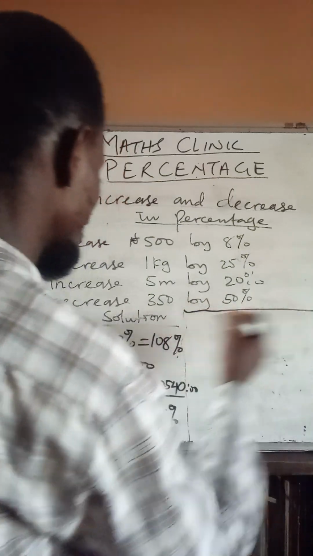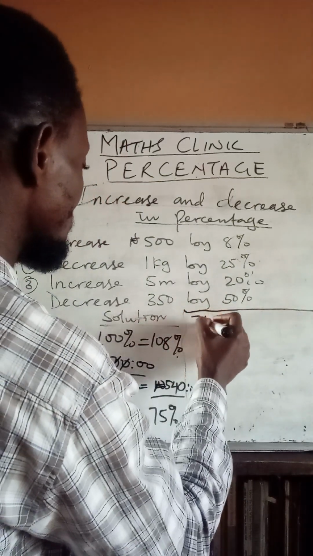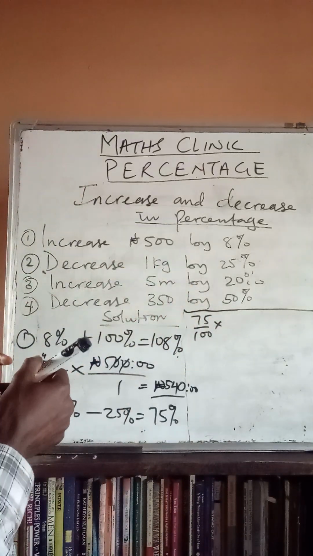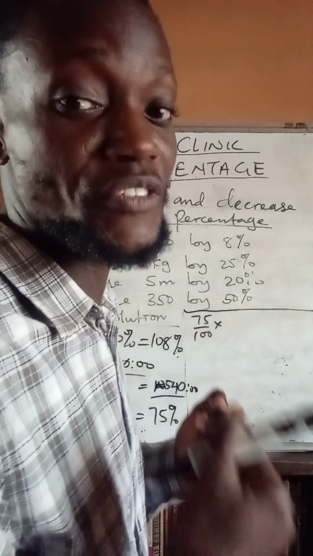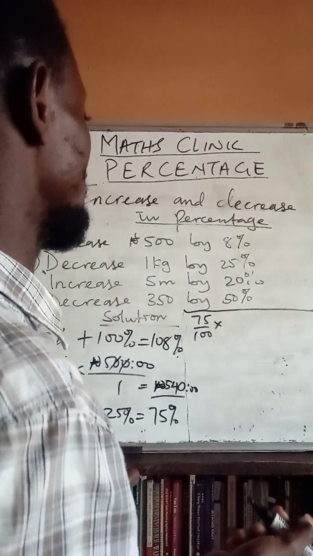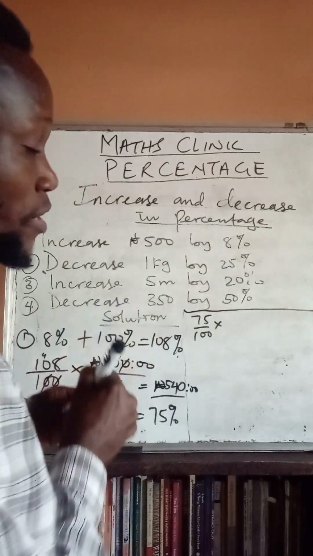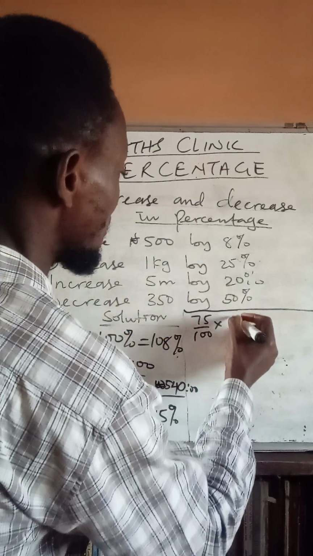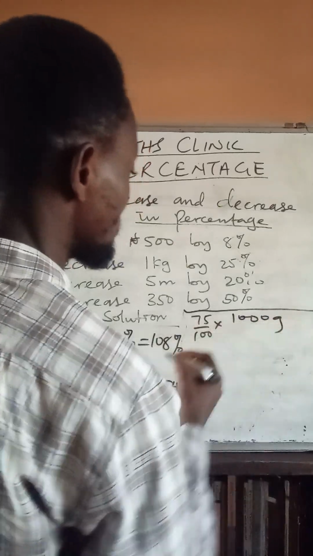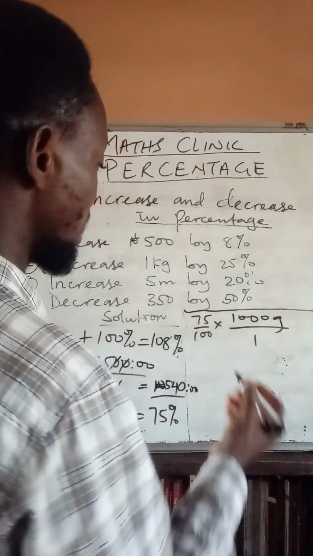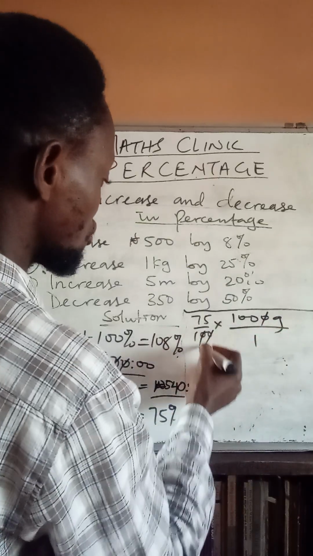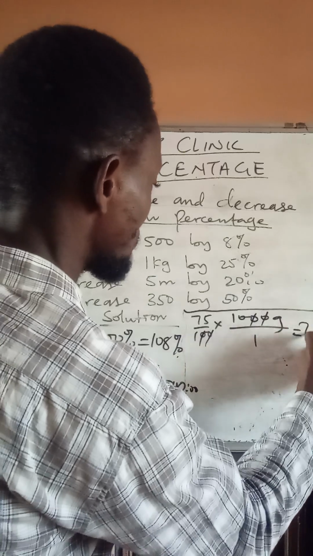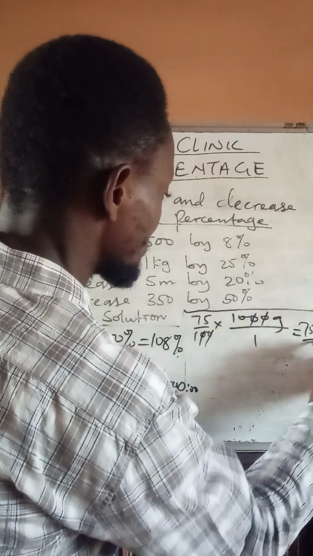So that will give you 75 all over 100 times this number, 1 kg. You cannot use 1 kg like that. You convert it to grams so that it will be easy to divide. How many grams make 1 kilogram? 1,000 grams make 1 kilogram. So we are going to be using 1,000 grams here, all over 1. So we divide, 0 will cross 0, 0 will cross 0. So we have 75 times 10, that will give us 750 grams. That is the answer for that.